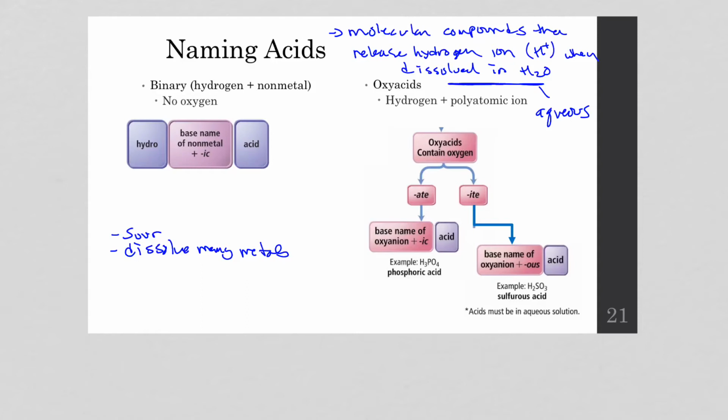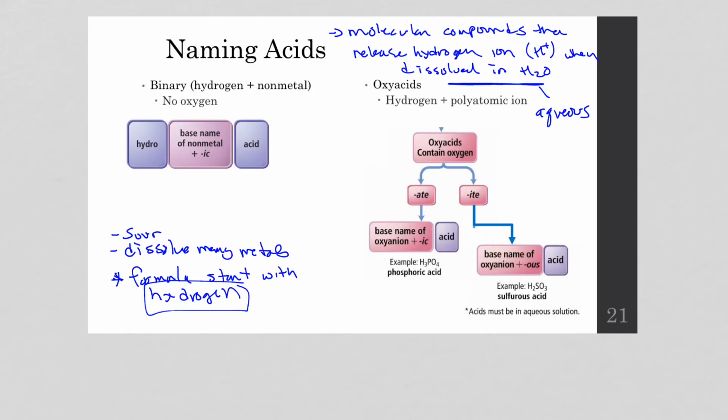And important for us is that the formulas start with hydrogen. So one of the easy ways that we will be able to look at the formula of something and say, oh, that's an acid, is that all acids, their formulas will begin with hydrogen. Okay.